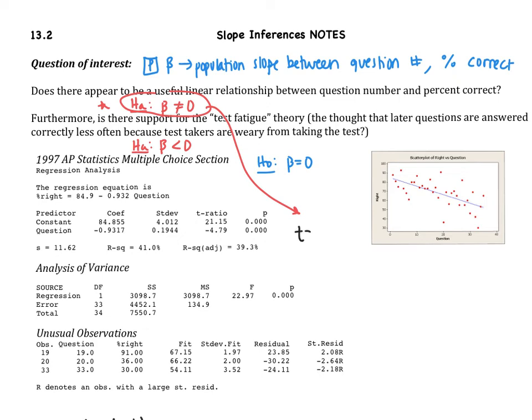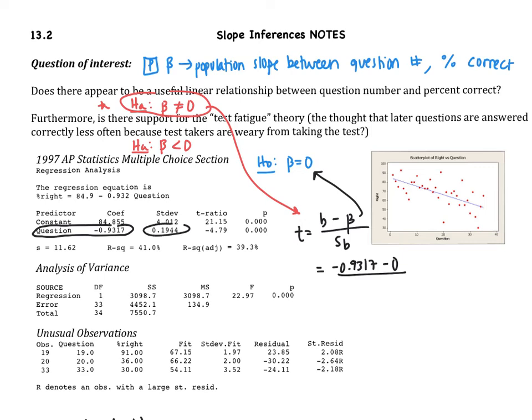So if we jump right into the test statistic, here is your formula. You are going to take the sample slope, subtract the population slope, and divide by standard deviation of the slope. Little b, we already looked at, this number right here. So that's the negative 0.9317. Population slope comes from the null, so that's 0. Standard deviation of the slope is 0.1944. And I will tell you that that number ends up being negative 4.79.